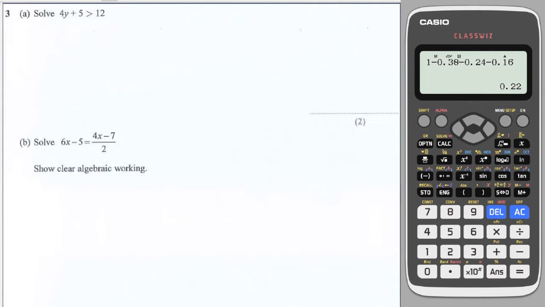Question 3, inequalities. To solve for y, I will take 5 from both sides, which gives me 4y is greater than 7. Then I will divide both sides by 4, which gives me that y is greater than 7 over 4 for our final answer.